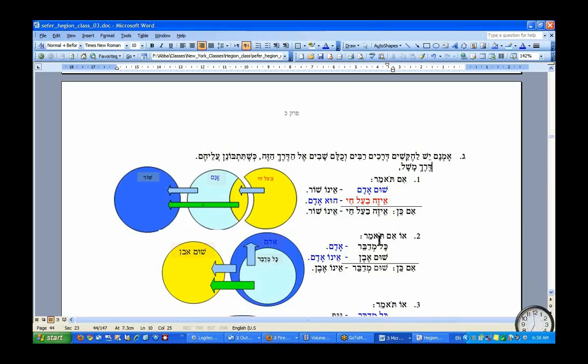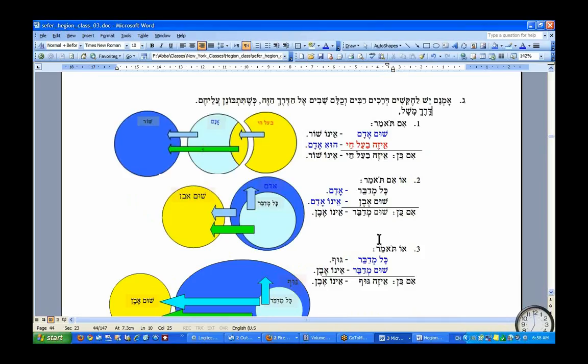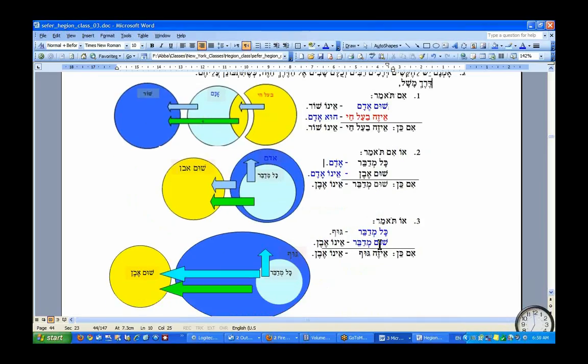Let's get this one. Oh, this one is an exciting one. The charts help because first you see the principle of inclusion, and then you don't get lost in which is the subject and which is the predicate and how it works. Let's try this one. Kol medaber guf. Every speaker is a material being, and shum medaber eino even. And no speaker is a stone.